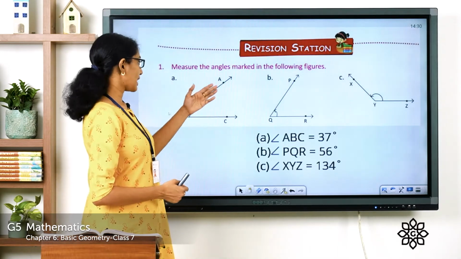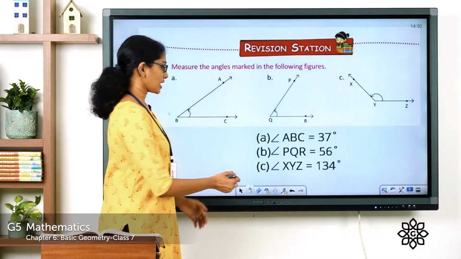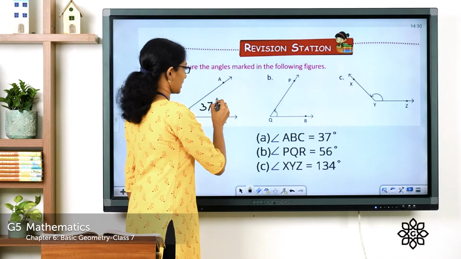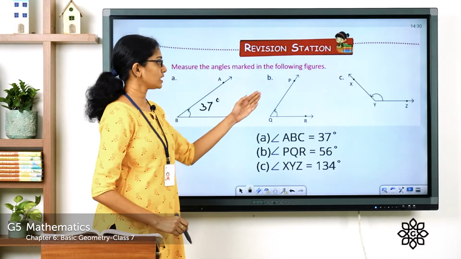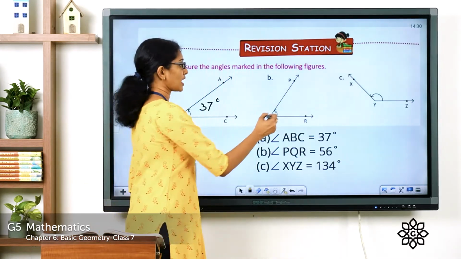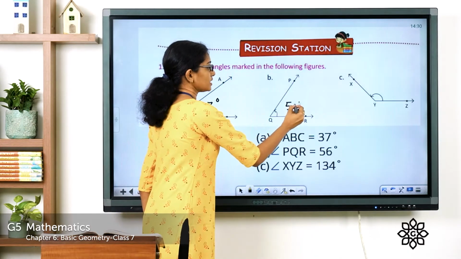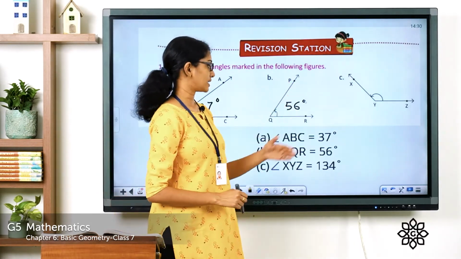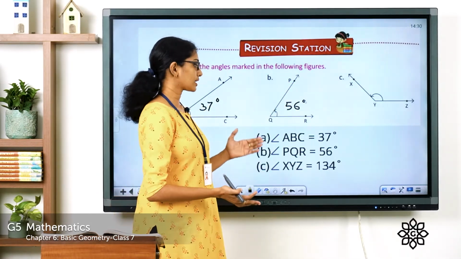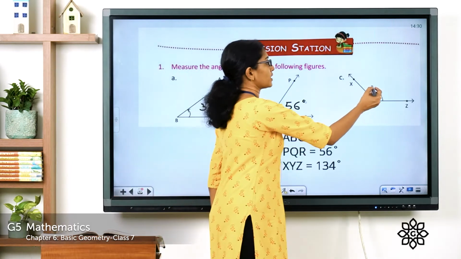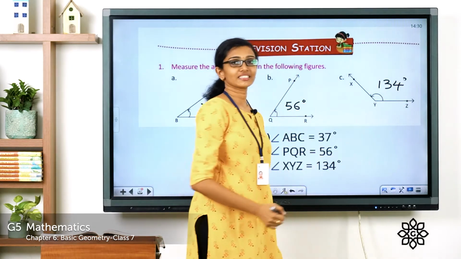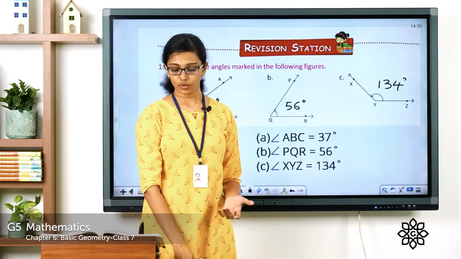The first angle, angle ABC, measures an angle of 37 degrees. And the second one, angle PQR, measures an angle of 56 degrees. And the third one, angle XYZ. It is an obtuse angle and it measures an angle of 134 degrees. I hope you got all the answers correct. Now let's see the second question.